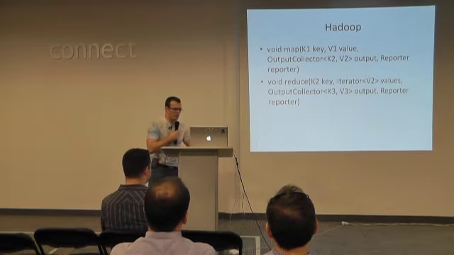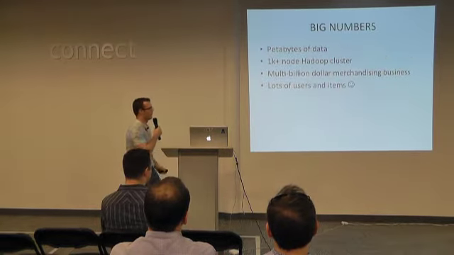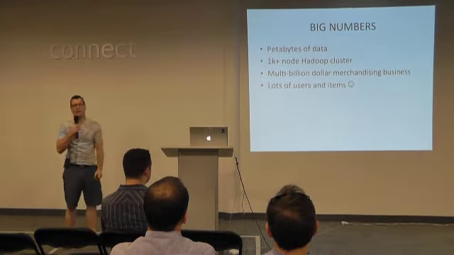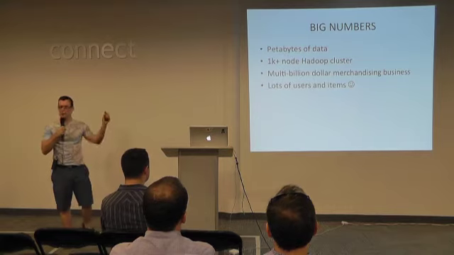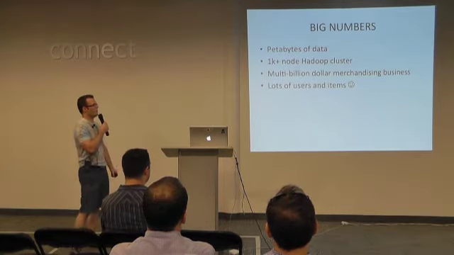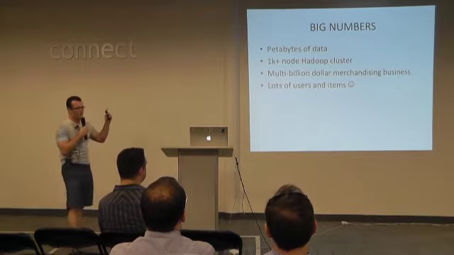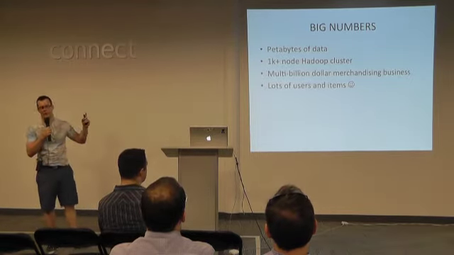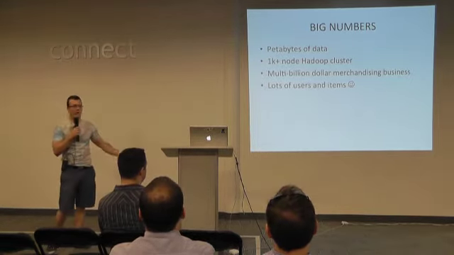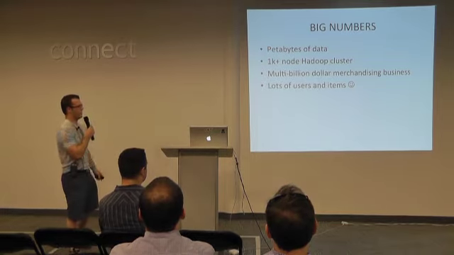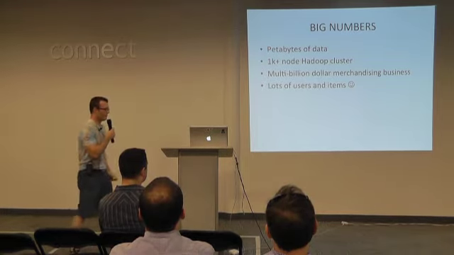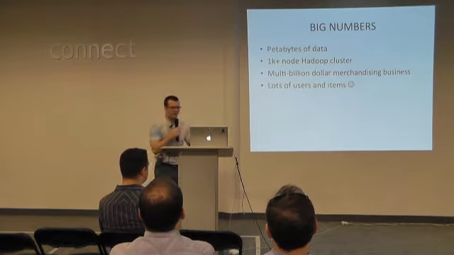All right, so how about eBay and MapReduce and Hadoop? Okay, so we have petabytes of data. We have a 1,000 node Hadoop cluster, which is pretty big. And I mentioned before the multi-billion-dollar merchandising business that this Hadoop cluster supports. It also supports search, which is used quite heavily at eBay. And there's lots of users and items. Can't exactly say how many.